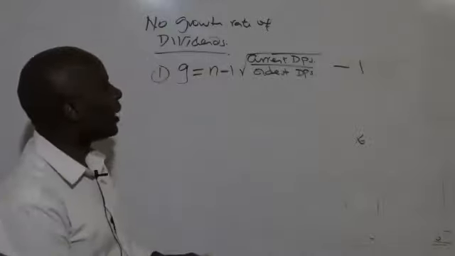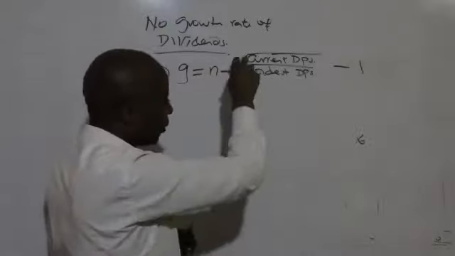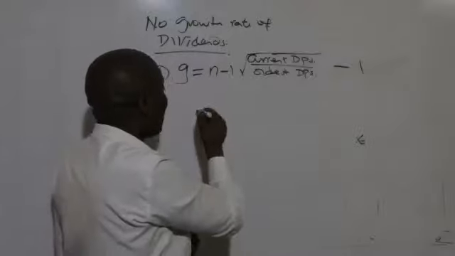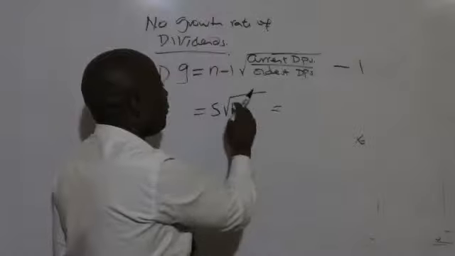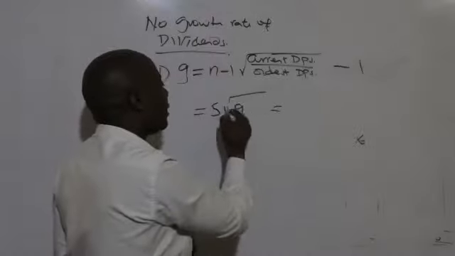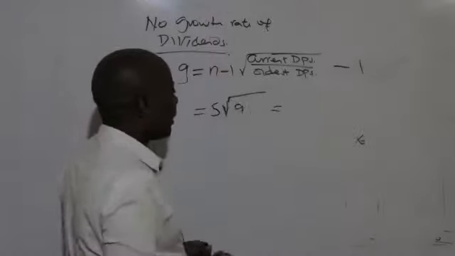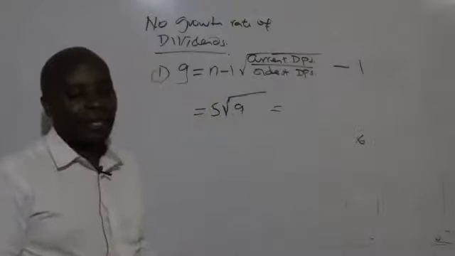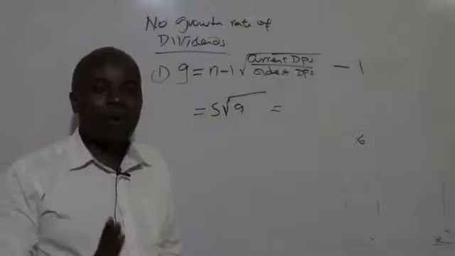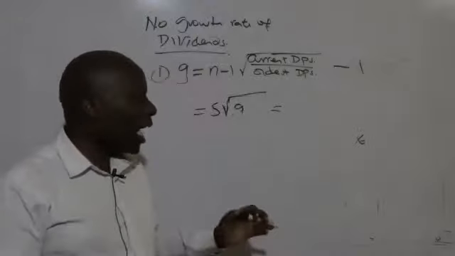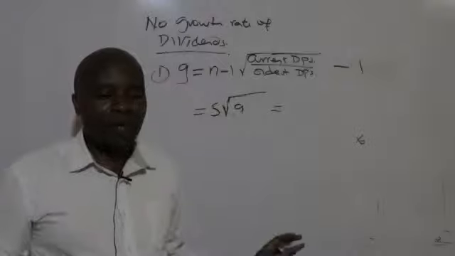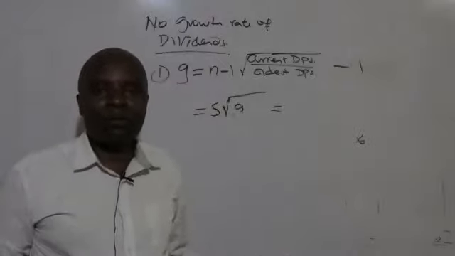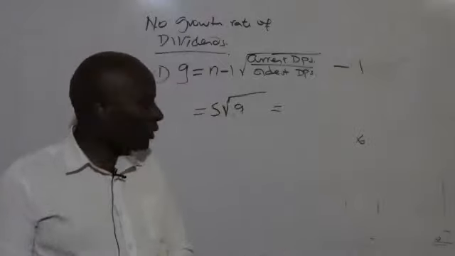So ladies and gentlemen, I would want you to do me a favor even before I show you how to get this G. If somebody wanted to get the 5th root of 9, could you kindly give me the answer? Let's see how many students will be able to give us the correct answer, that is 1.55. The correct answer is 1.55.